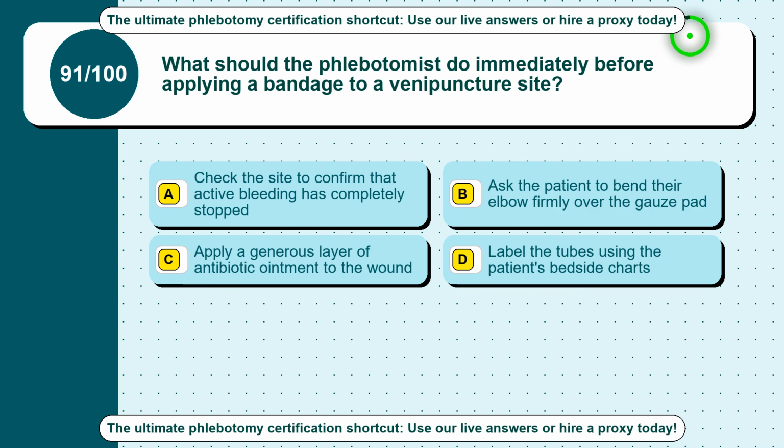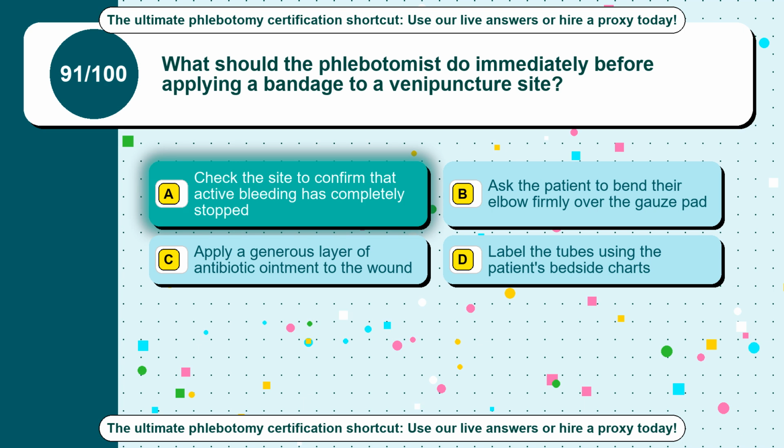Question 91. What should the phlebotomist do immediately before applying a bandage to a venipuncture site? Option A, check the site to confirm that active bleeding has completely stopped. Option B, ask the patient to bend their elbow firmly over the gauze pad. Option C, apply a generous layer of antibiotic ointment to the wound. Option D, label the tubes using the patient's bedside charts.